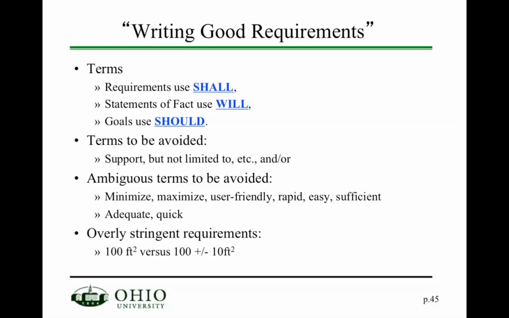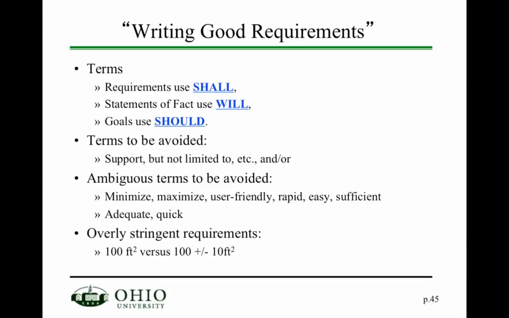Okay, so terms that we typically use: requirements, we need to use shall; statements of facts, use will; goals, use should. Now, terms that you should really avoid are things like support but not limited to, or ambiguous terms like minimize, maximize, user-friendly. The reason for some of these terms, and user-friendly is a good example of it, is that this is very subjective. Also, minimize, it's not specific enough.